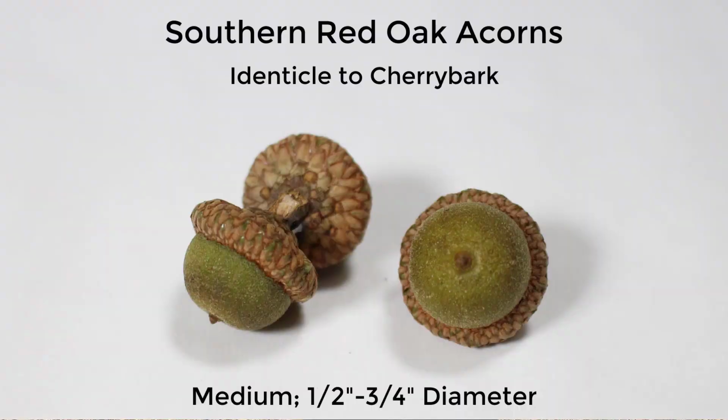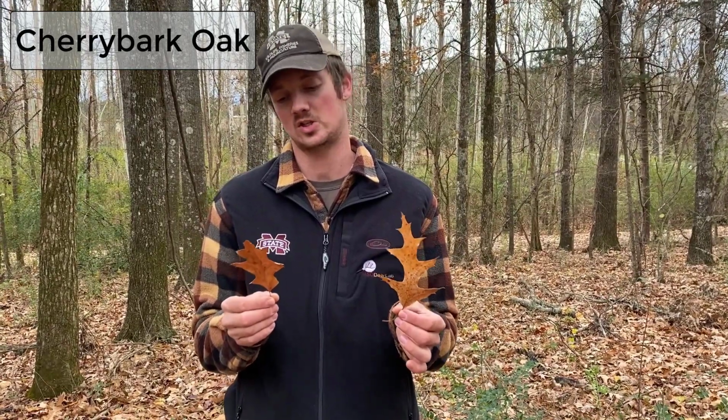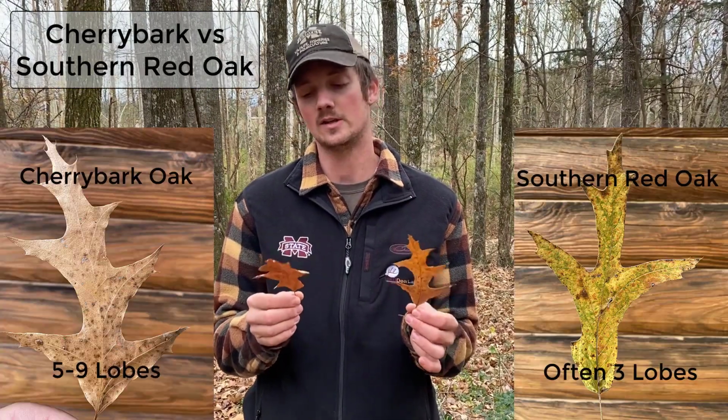Now, southern red oak acorns are identical to cherry bark, which is our next species. They're medium-sized acorns with fairly shallow, scaly caps. Cherry bark oak is very elastic in where it grows, kind of like white oak is. You can find it in the bottomlands, you can find it in the uplands, but it tends to prefer the moist soils in the bottomlands. Now, cherry bark and southern red oak actually used to be considered the same species, but there are a few key differences, mainly in leaf shape.